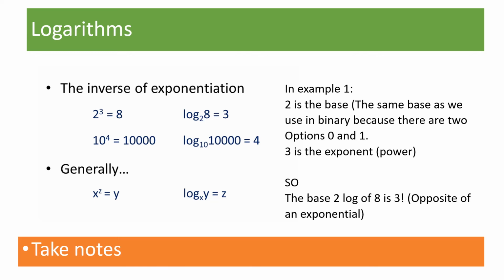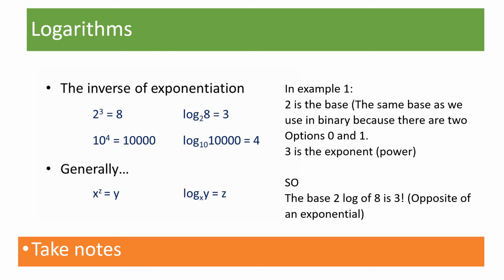Now, a logarithm is the opposite. It's the inverse of the exponential. So, if we have log 2 of 8, that would give us 3. So finding that exponential. If we have a base of 2, so 2 options, and we know we can make 8 different combinations, well, how many bit characters do we need? And that would be 3 to make 8 different options for us. And that is our logarithm.